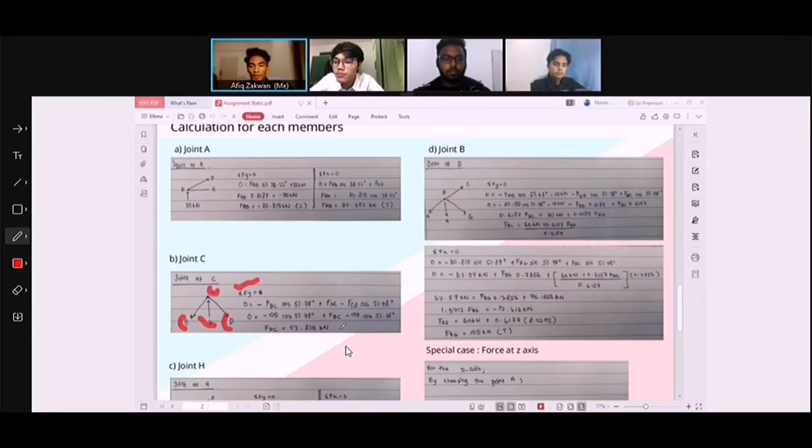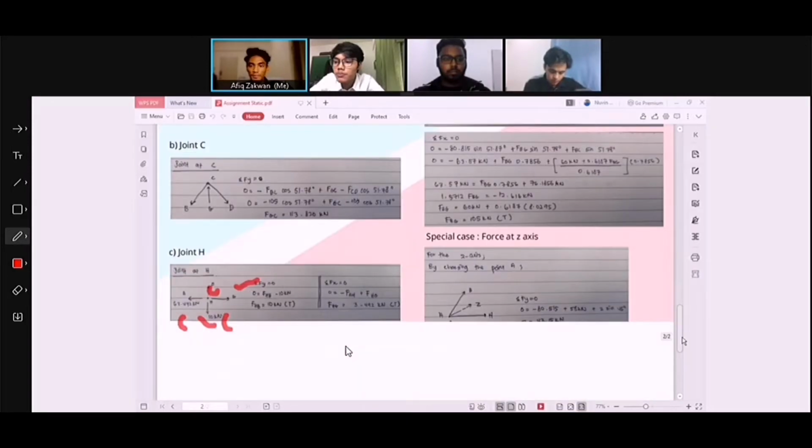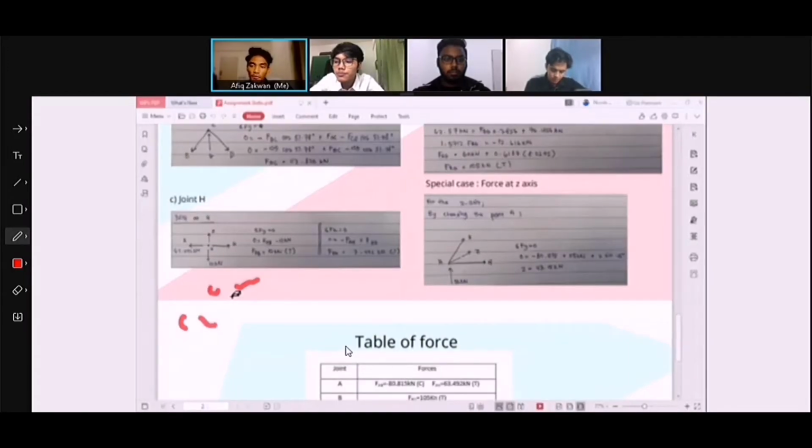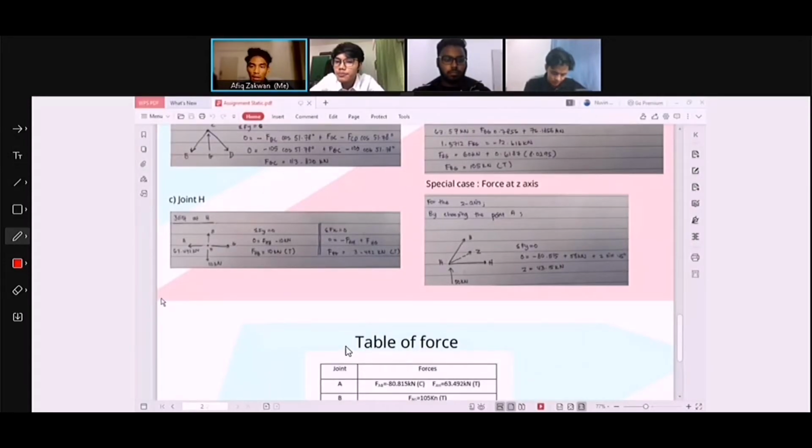The next one is joint H. So for joint H, the members that we have determined are HB, HA, HG, and also the reaction force at H. So for the summation of Fy, we want to determine the force HB, and for the summation of Fx, we want to determine the force HG.